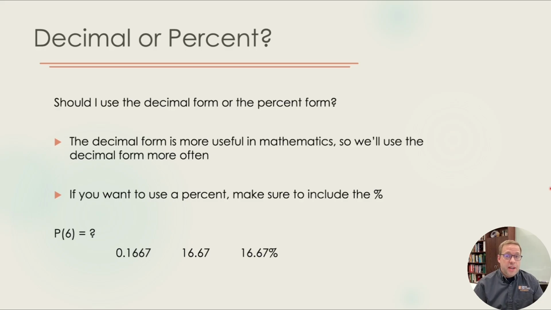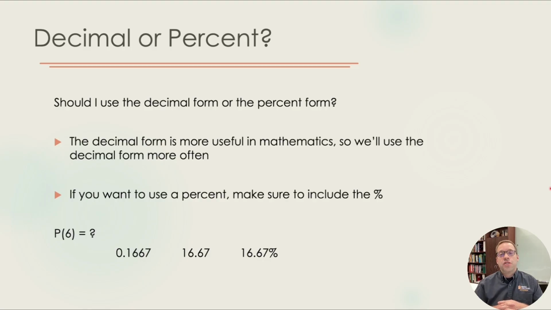Especially in the second half of this course, we're going to use the decimal form a lot. But when you report the number at the end of the problem, if you want to report it as a percentage, that's perfectly fine. Just make sure that if you do, you include the percent sign. So for example, I have 3 numbers down here at the bottom. What's the probability of rolling a 6? Well, 3 different students answer it this way. One student answers 0.1667, another answers 16.67, and the third answers 16.67%.